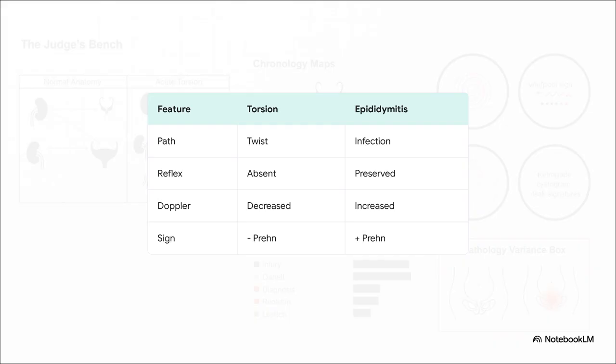Now, what's really interesting about this setup is how perfectly it lets you rapidly visually scan for your signals. In testicular torsion, the pathophysiology is spermatic cord twisting, right? The ultimate signal here is a pathognomonic absence of the cremasteric reflex. Plus, you'll see a negative Prehn sign, meaning if you elevate the scrotum, it doesn't give them any pain relief. Conversely, acute epididymitis is an ascending bacterial infection, so the cremasteric reflex is beautifully preserved, the Prehn sign is positive, and their urinalysis is going to light up with leukocytes and nitrites.